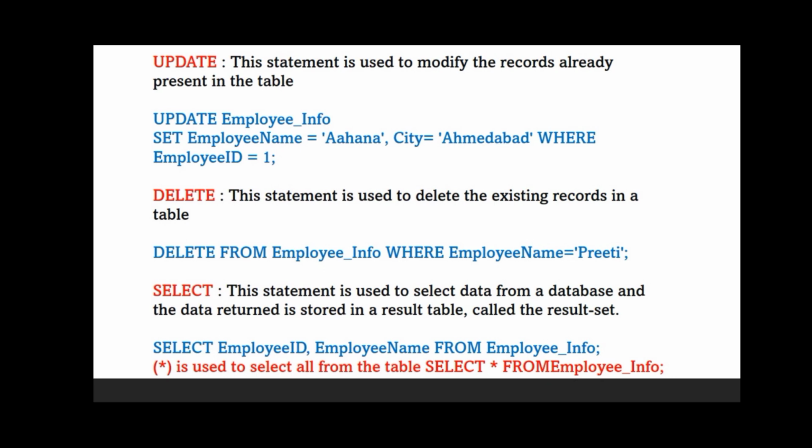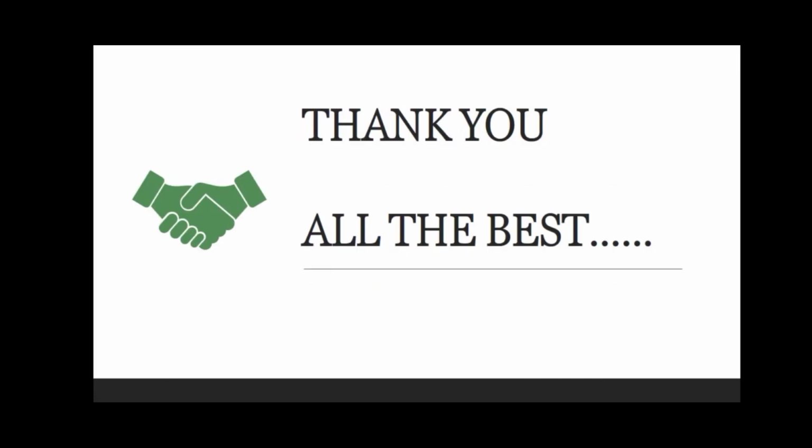Then the next one is select. Select is used for selecting data. Select employee ID, employee name from employee info. So the data will be selected from the table employee info. Both the employee ID and employee name will be displayed. If we use star, select star from employee info, then every piece of data will be displayed. So these are the important topics from the DBMS chapter.